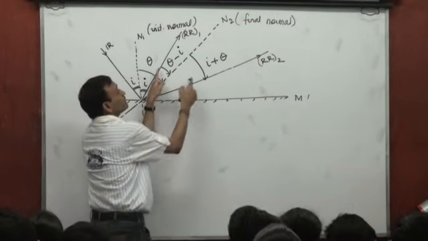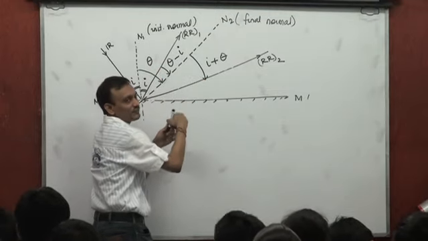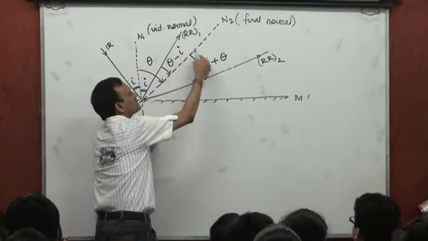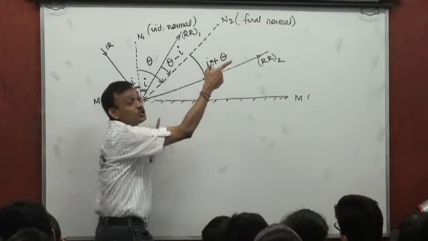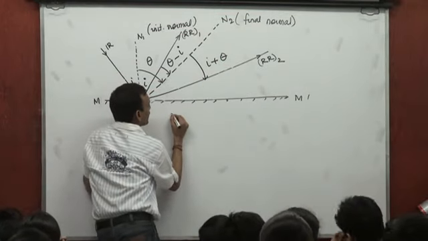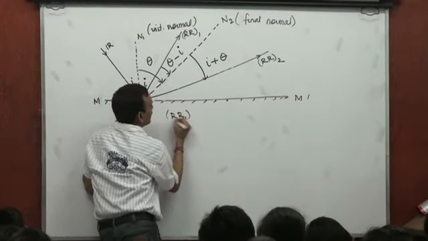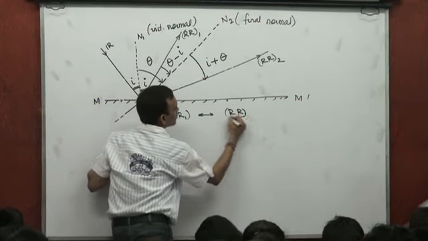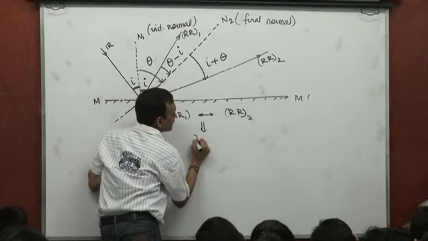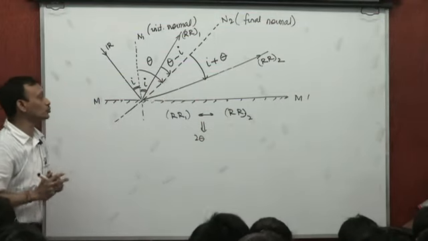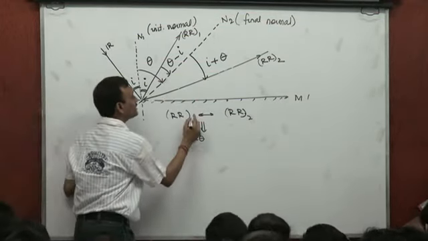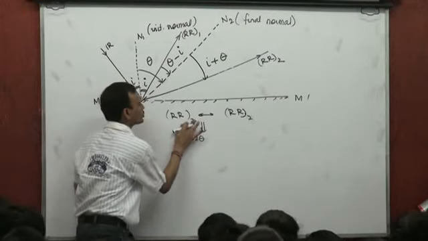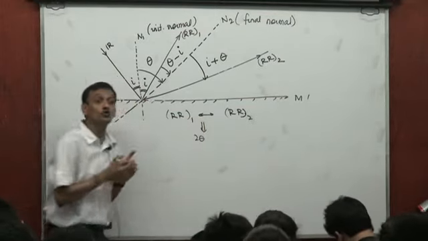Now, the angle between the original reflected ray and the final reflected ray is how much? Theta minus I plus theta plus I, that's 2 theta. So, the angle between RR1 and RR2 would be 2 theta. That means the reflected ray has got rotated by an amount 2 theta.